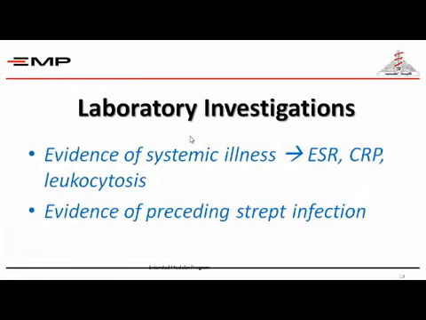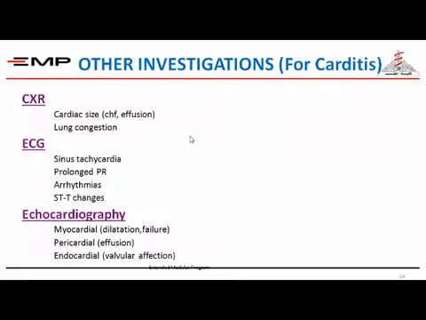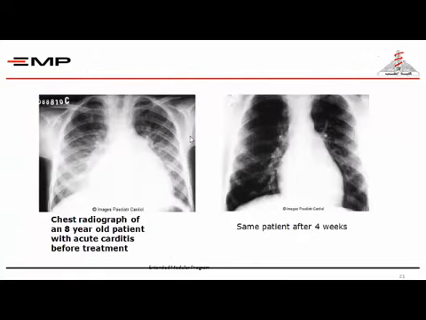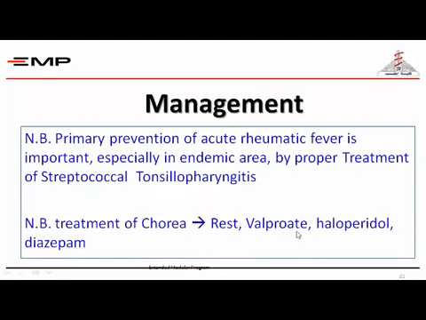When we have a clinical picture suggestive of rheumatic fever, we have to do some investigations, like laboratory investigations to check the evidence of systemic illness like ESR, C-reactive protein, and leukocytosis, and the evidence of preceding streptococcal infection. Other investigations which can be needed are chest X-ray to check for heart size, ECG, and echocardiography, which is an important diagnostic issue. This is a chest X-ray of a patient during acute rheumatic fever showing cardiomegaly, and later on, after the condition is resolved, the heart becomes normal in size again.